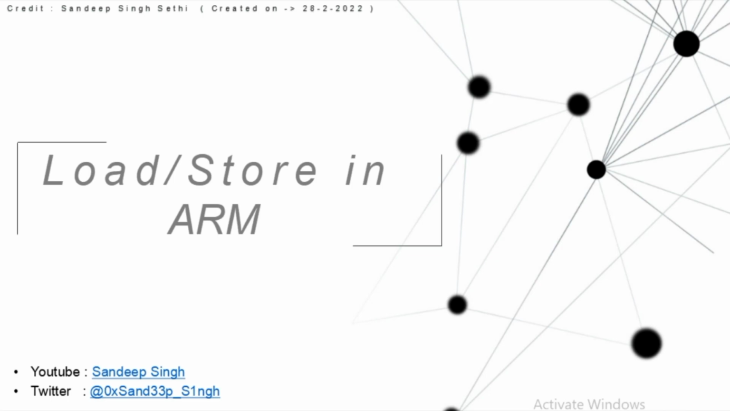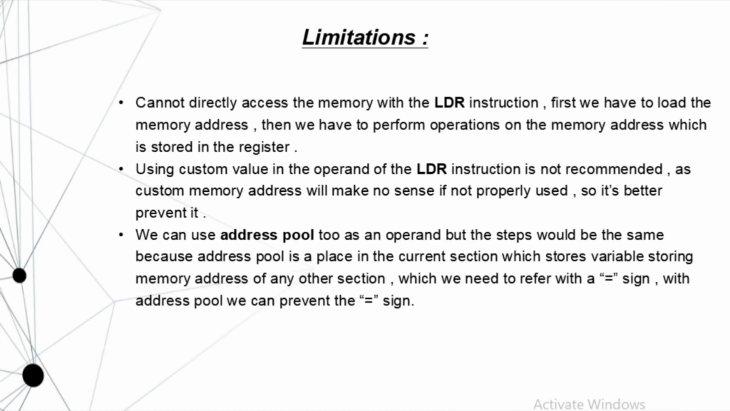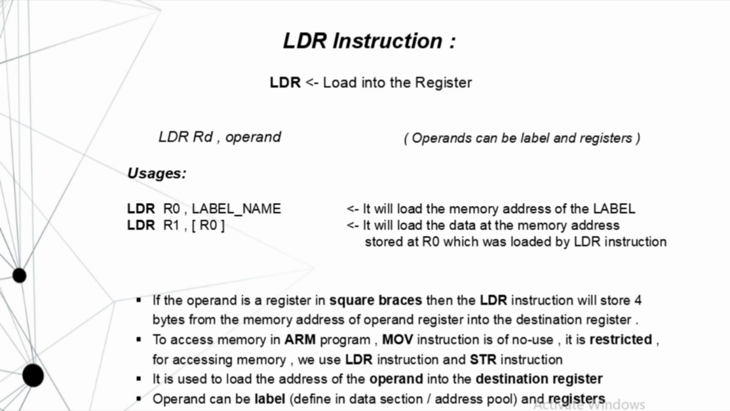Before explaining the load register and the store register instructions, I want to clarify one thing: we cannot directly access memory addresses in our ARM assembly program. What I mean is we cannot use any instruction like the load register or the store register instruction to directly store or load a value from a memory address. What we have to do is load a register with a memory address, and that register will be used for any further memory operations. Let me clarify this by explaining the load register instruction.